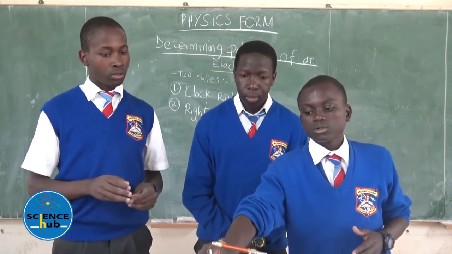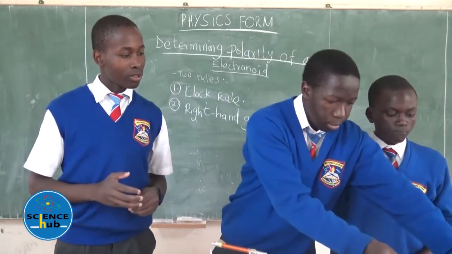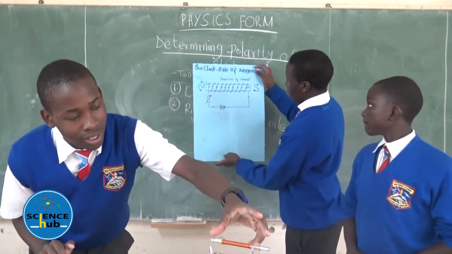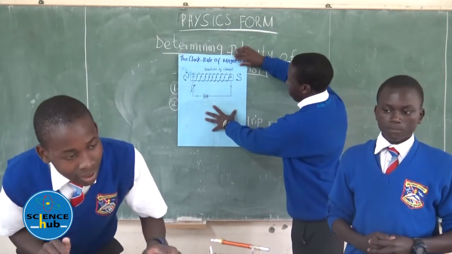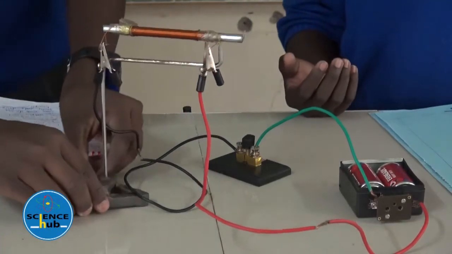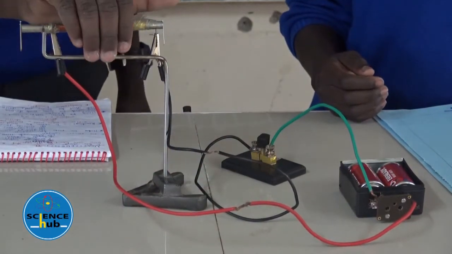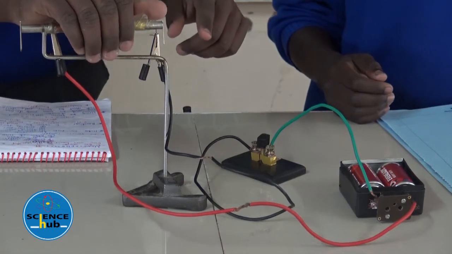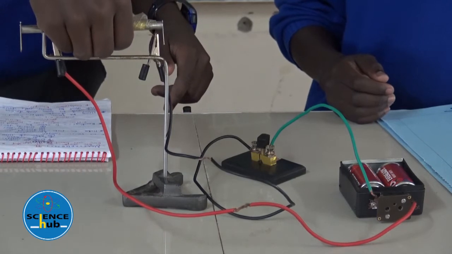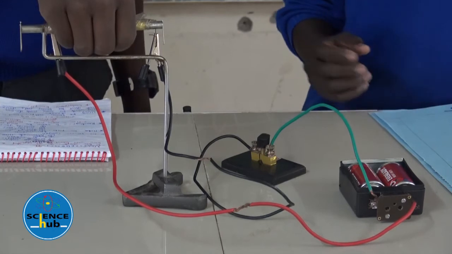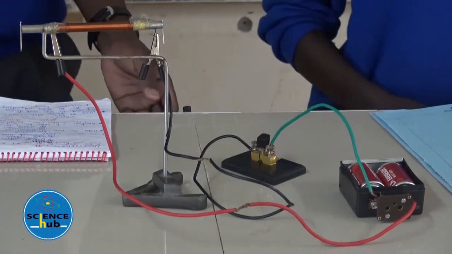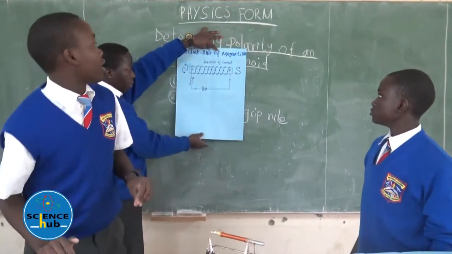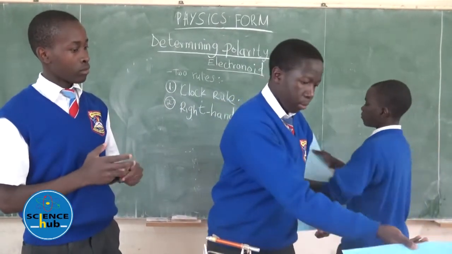Now the clock rule. It states that on viewing one end of the solenoid, if the direction of the current is clockwise, then the end you are observing is the south pole. And on viewing one end of the solenoid, if the current seems to be moving in an anticlockwise direction, then the end you are viewing is a north pole.